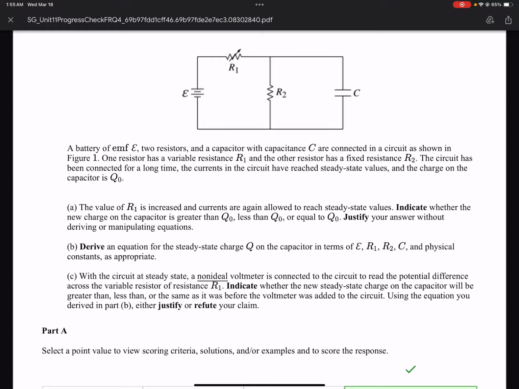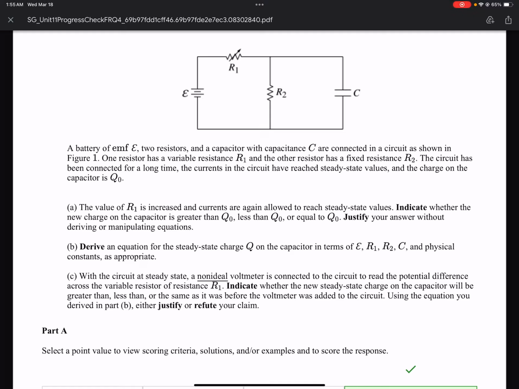Then they increase the resistance R1, and we have to justify our answer without using the equations. Here's the basic idea. The battery doesn't change, R2 doesn't change, and the capacitance doesn't change. What happens to the charge of the capacitor? If R1 increases, the equivalent resistance of the circuit increases, but proportionally, the voltage drop across the capacitor is going to have to decrease.